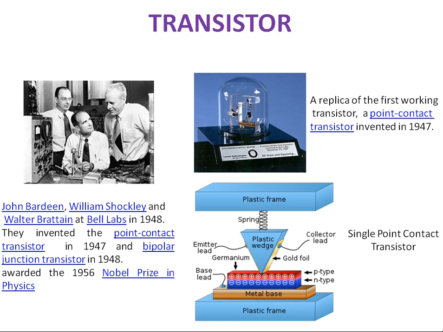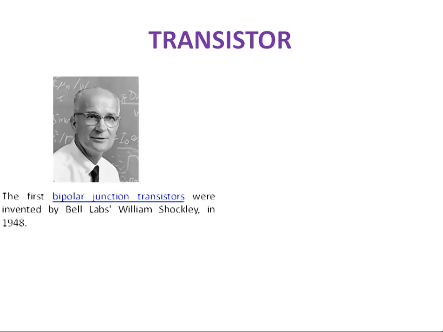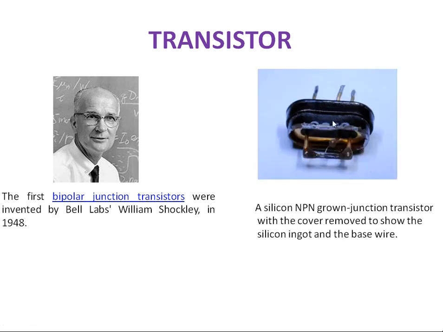Why is it called point contact? Because here it is touching only one point, so it is point contact. And the first bipolar junction transistor was invented by William Shockley in the year 1948 in the same Bell Laboratory, and this is the first bipolar junction transistor view.